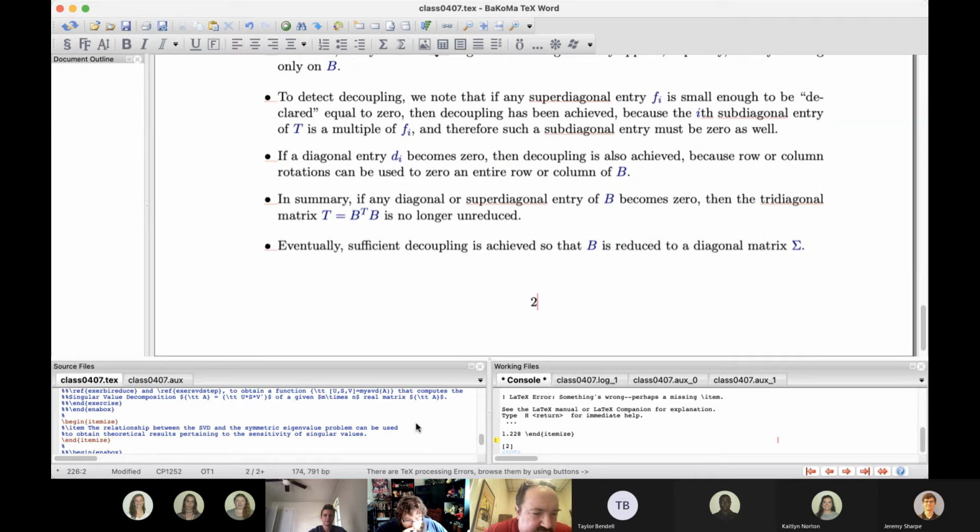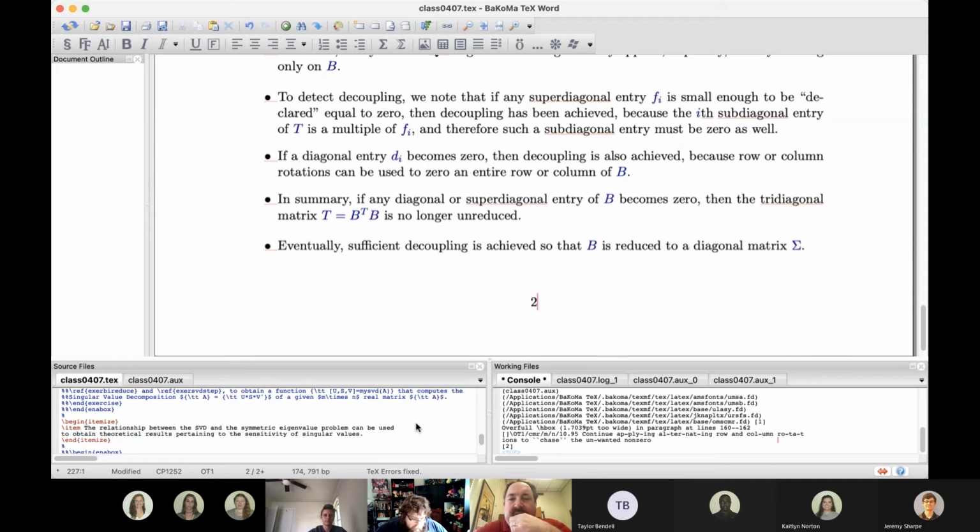The only thing that would be left is the eigenvalues, well, the singular values are the diagonal entries of B once we make it diagonal. The only thing left to do would be to order them, so we could just permute the rows and columns of B and also permute the columns of U and V to get everything in the right order.